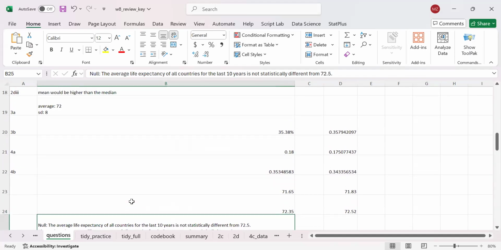One tail or two tail? Anyone? I mean, it is in the key, but can someone explain why we would use one tail and not two tail? Take a guess. Anyone?